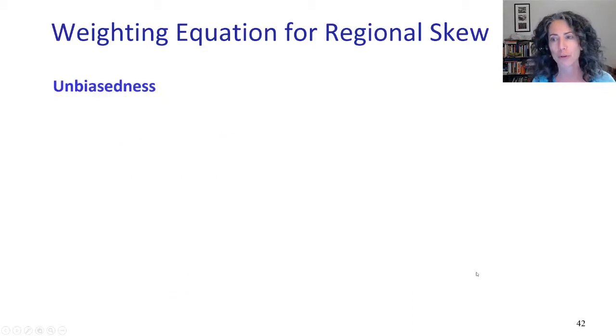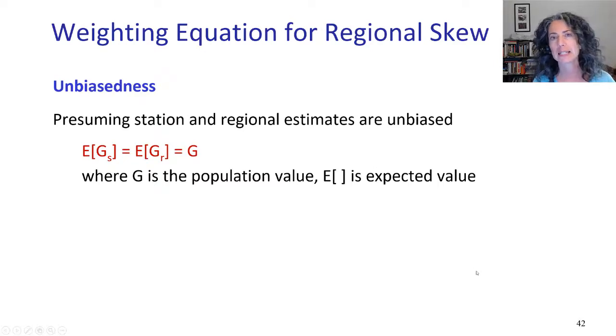And so that's what I'm going to walk through. First, unbiasedness, right? We want the skew estimate by the weighted skew to be aiming at the right target. We want its expected value to be the right value. So if we've used the unbiasing equations on our skew estimates, then we can presume that the station skew and the regional skew are both unbiased.